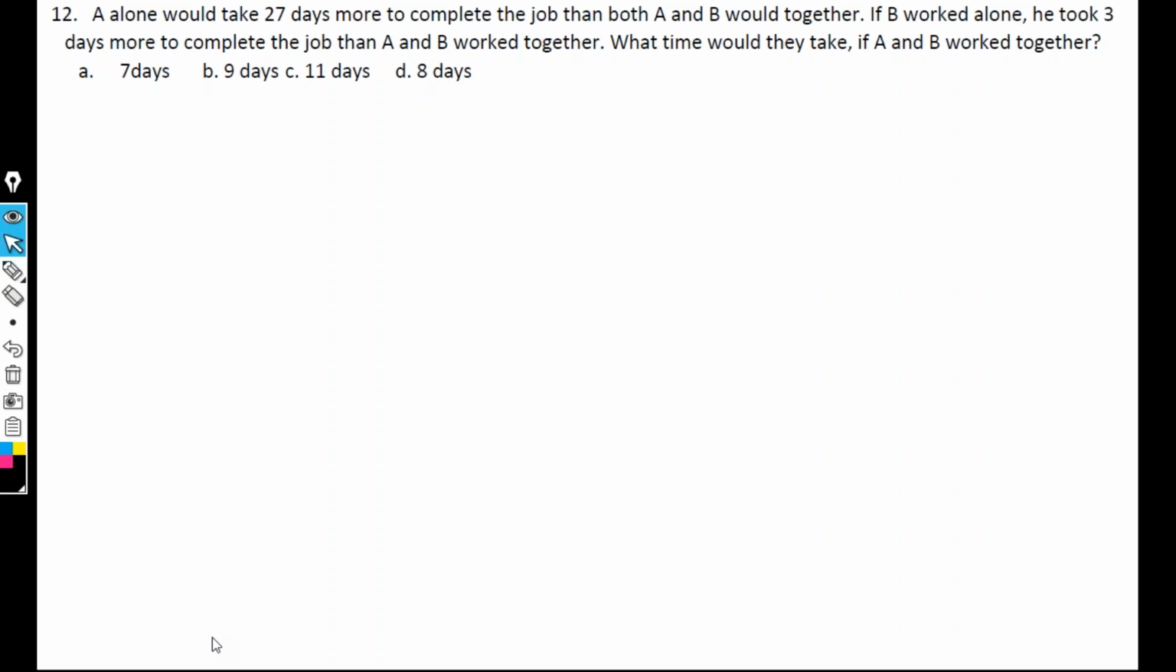Good job, everyone. So you all got it. It is the square root of 27 into 3, which comes out to be 9 days. I hope it is clear to all. Any doubt in this?